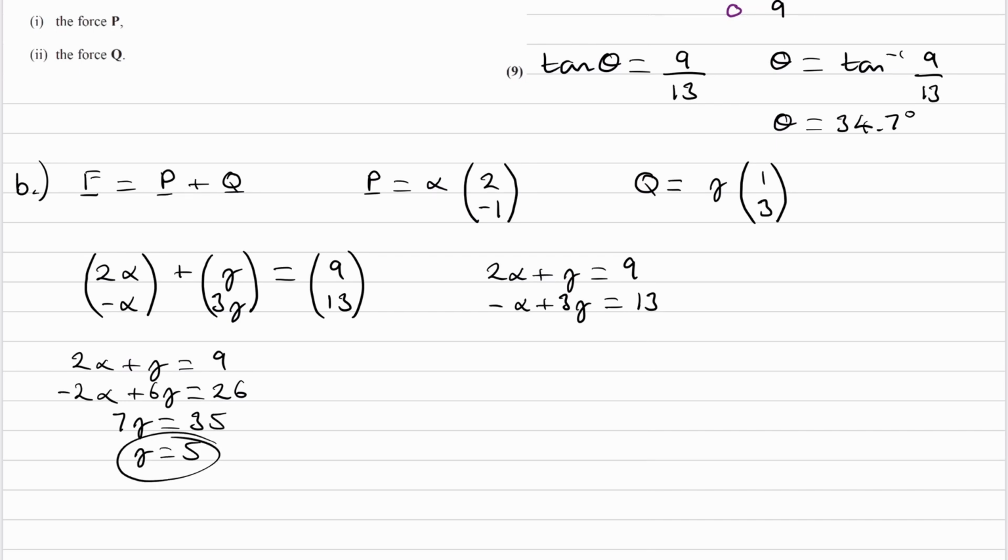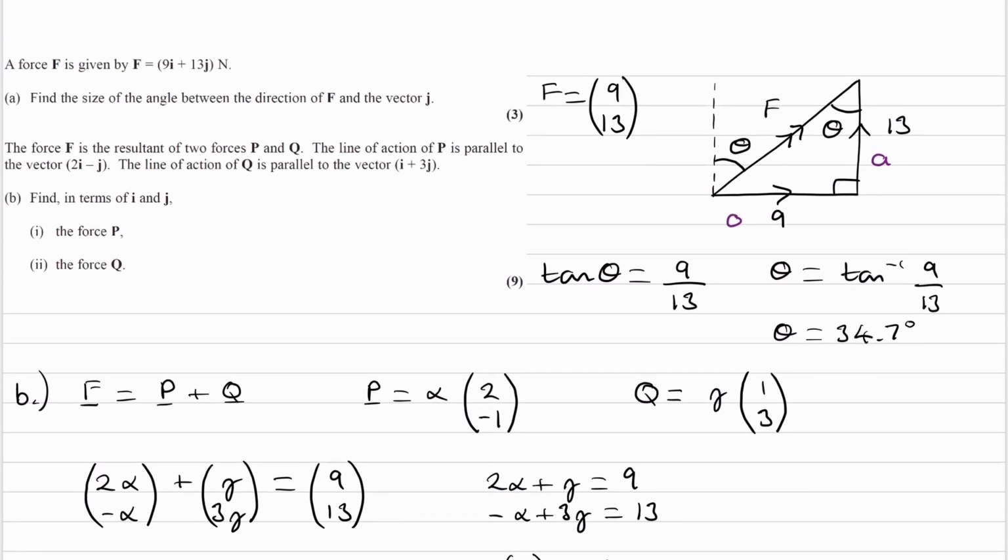And then we can work out what alpha is. I can put that into this equation here. So minus alpha plus 3 times gamma is equal to 13. Minus alpha plus 15 is 13. Bring the alpha to the right hand side, bring the 13 to the left. We end up with alpha is equal to 15 minus 13, which is 2.